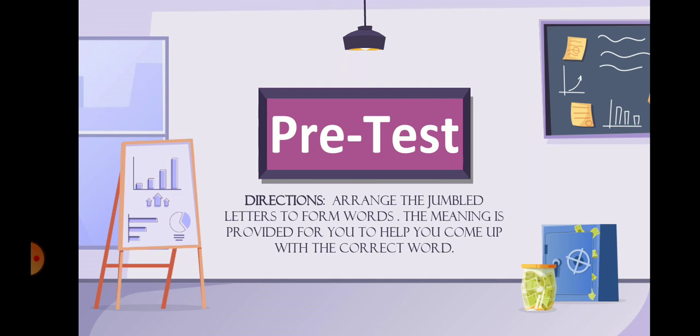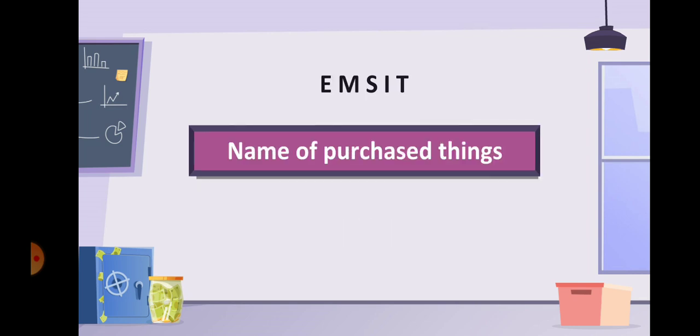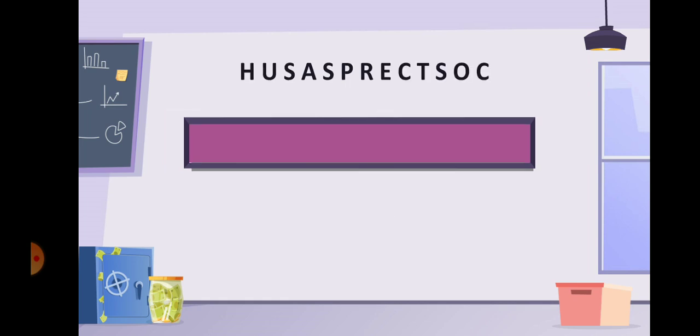Arrange the jumbled letters to form words. The meaning is provided for you to help you come up with the correct word. Let's have the first one. It is the price of an item. What is this? Cost. Very good. Next. Name of purchase things. What is this? Items. Very good. Next. Your profit per item. It's markup. Very good.